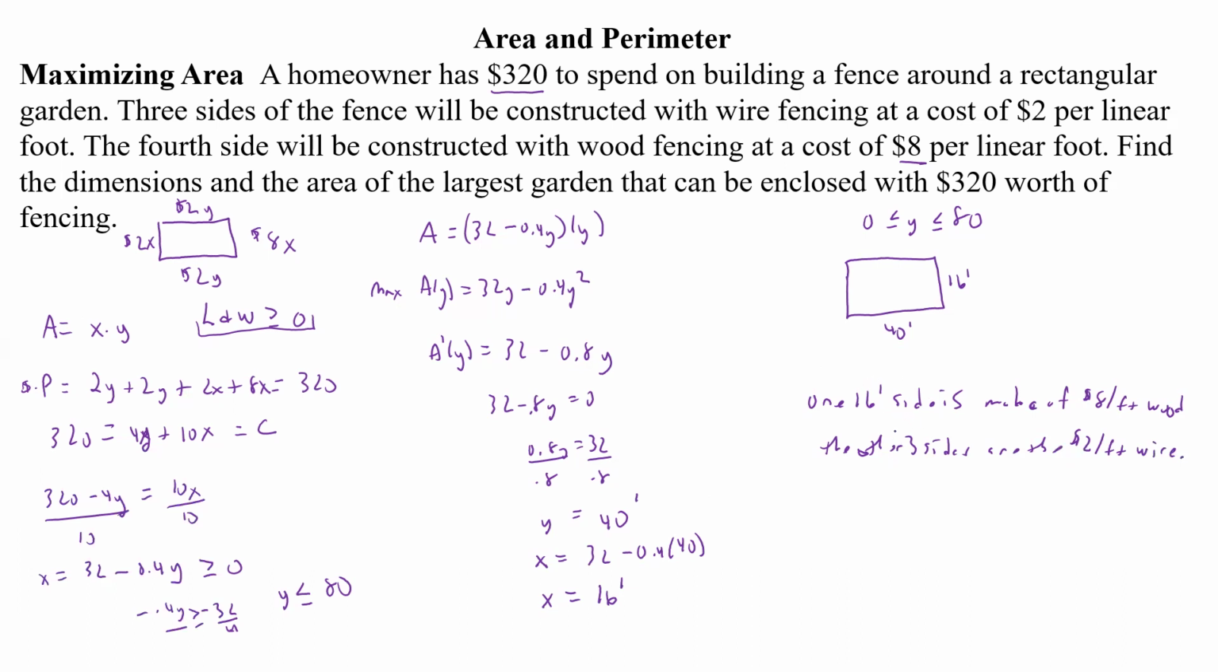And so now what would our area be? Because it says find the dimensions and the area of the largest garden. Well, our dimensions are 40 feet by 16 feet. And if we multiply it out, area is 16 by 40, which gives us 640 square feet inside of our rectangle. So that's going to be the maximum area. And again, one of the 16-foot sides is going to be made of the $8 per foot wood, and the other three sides are going to be the $2 per foot wire. Okay. All right, so let's stop there and we'll come back for some more.